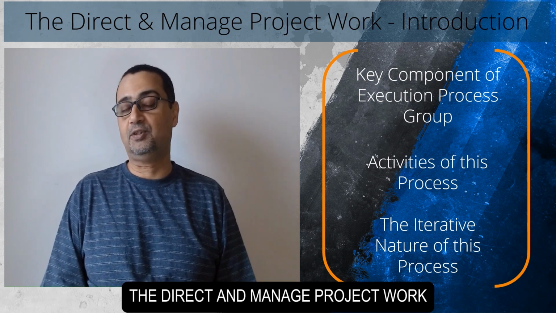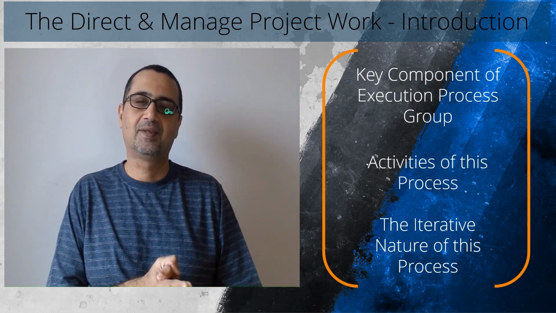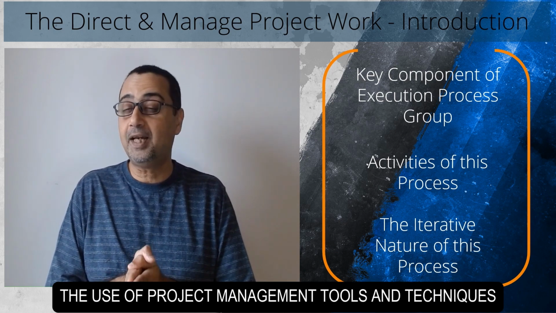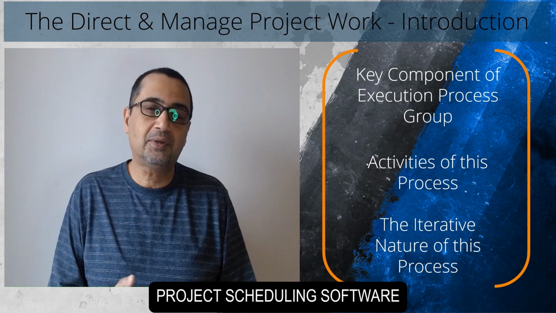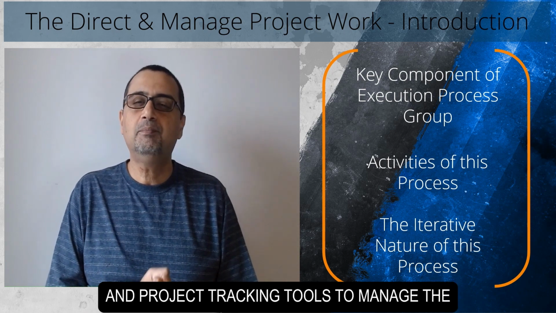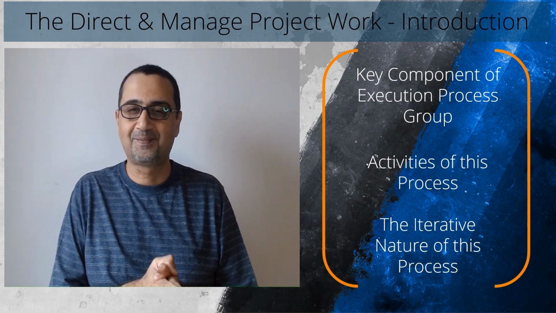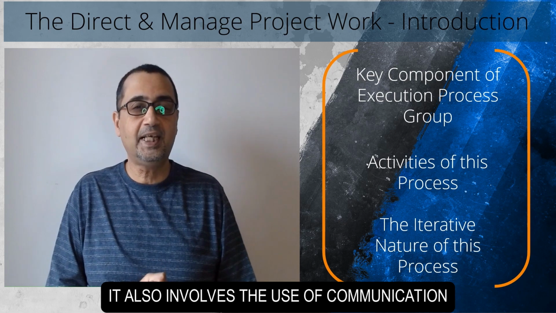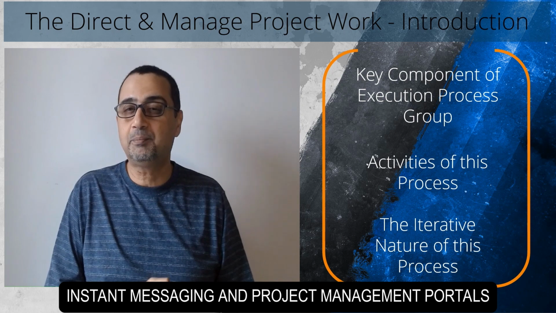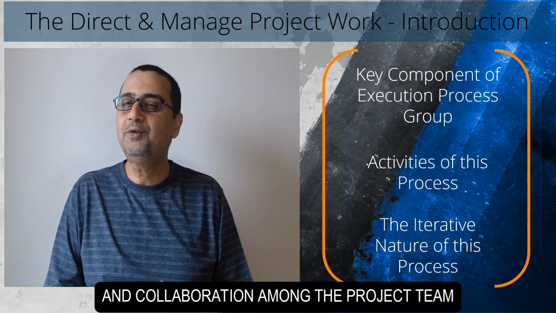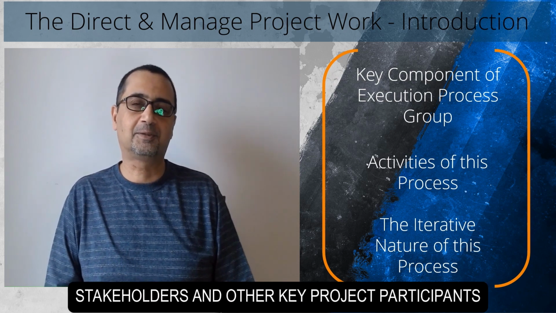The direct and manage project work process is an iterative process that is ongoing throughout the project's lifecycle. It involves the use of project management tools and techniques such as project management software, project scheduling software, and project tracking tools to manage the project's work, deliverables, risks, and issues. It also involves the use of communication and collaborative tools such as email, instant messaging, and project management portals to facilitate communication and collaboration among the project team, stakeholders, and other key project participants.